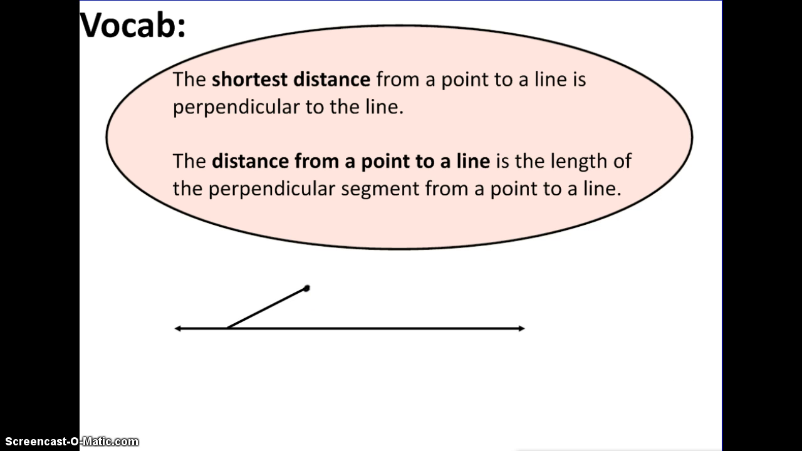Okay, so I'm going to show you what I mean. I can travel out here, that's a long way to get there, or I could just travel straight down. That, in fact, this perpendicular line right here is the shortest distance I can have. Okay, and the distance from a point to a line is going to be the length of this segment that you see here. From here to here, this length right here. Okay?